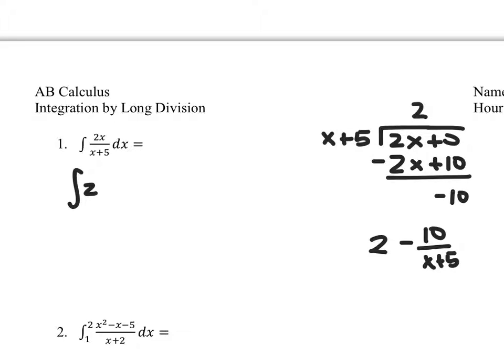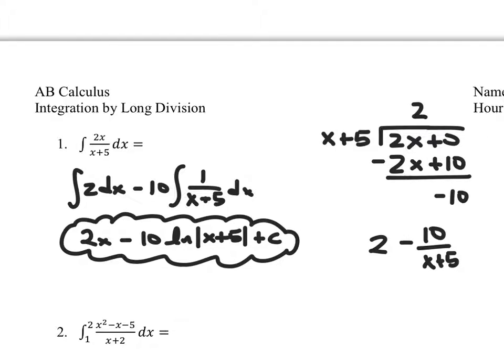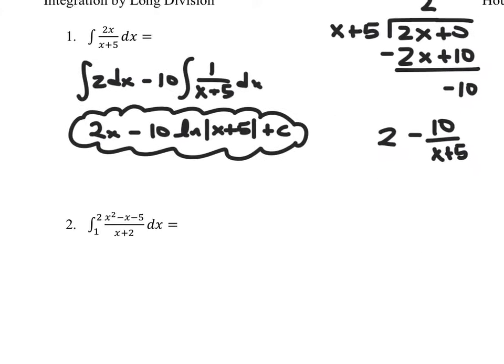So I'm going to integrate this using 2 integrals. I'm going to pull out that 10. And what you should see is relatively easy. We'd have 2x minus 10 times the natural log of x plus 5 plus c. If that natural log piece just isn't jumping out at you, it will after we do a bunch of these. Alright, let's look at the next one.